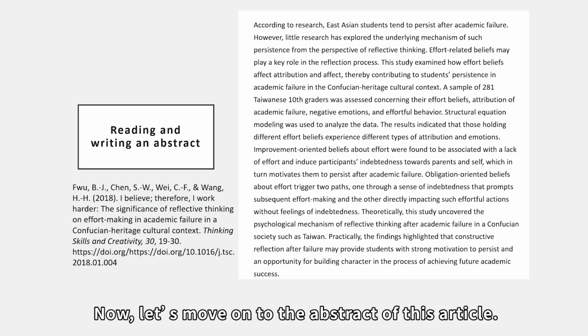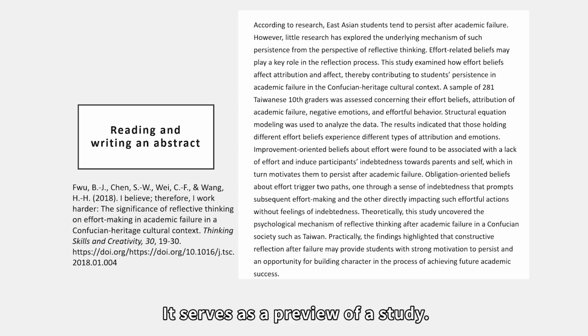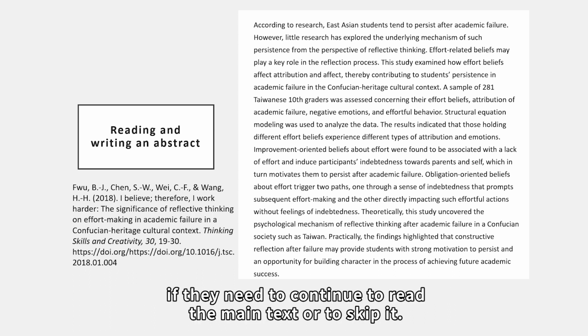Now, let's move on to the abstract of this article. Abstract is a compulsory part of a journal article. It serves as a preview of a study. It is also the key section based on which your readers will decide if they need to continue to read the main text or to skip it.